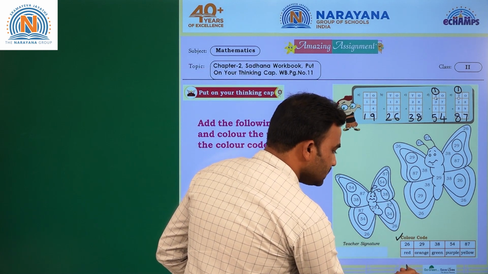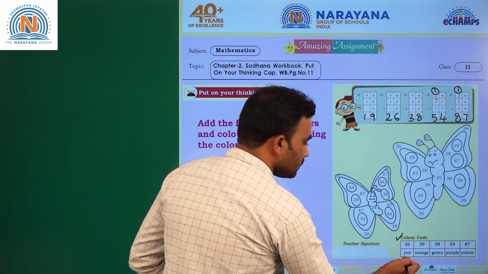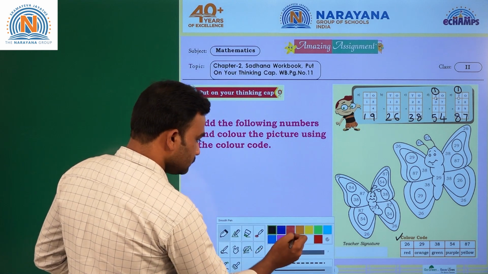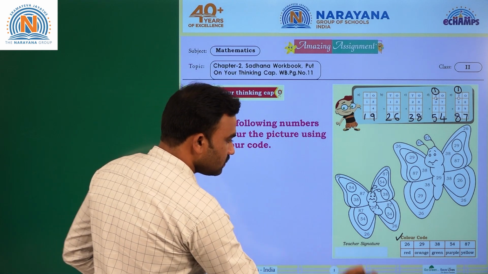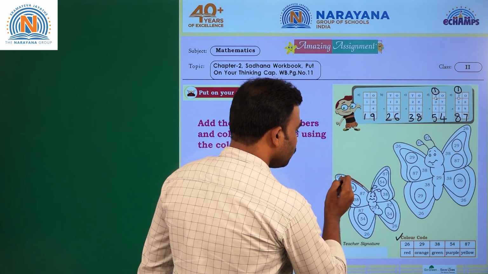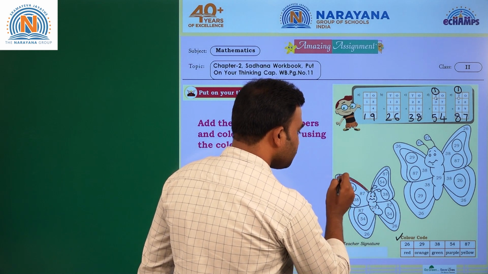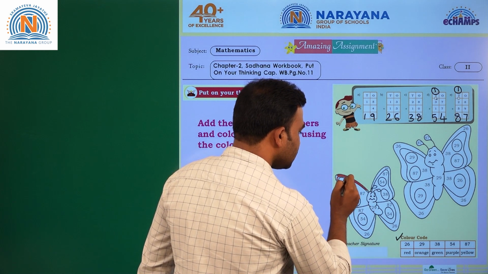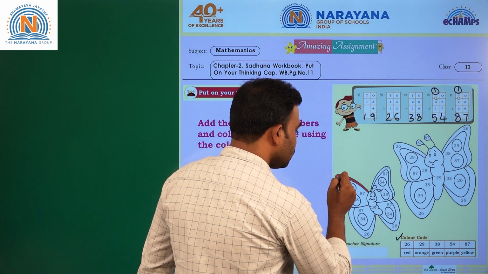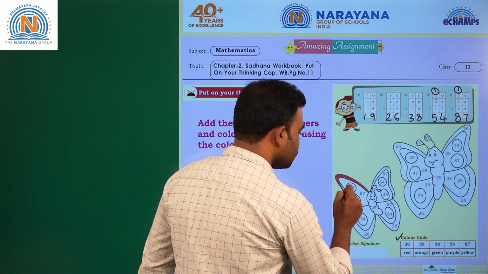First one, 26. All the 26 numbers are colored with red. Take the color red. Here it is. Now, where is the 26? Yeah, here, for the wings of the butterfly. Fill the red color here. 26 is there, all 26 numbers should be filled with red color, okay.